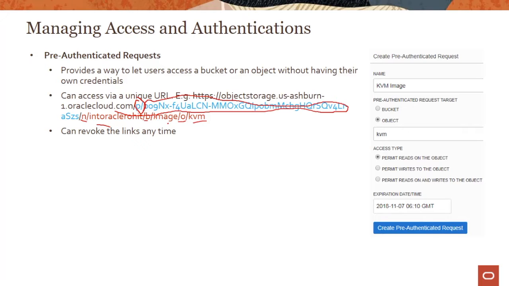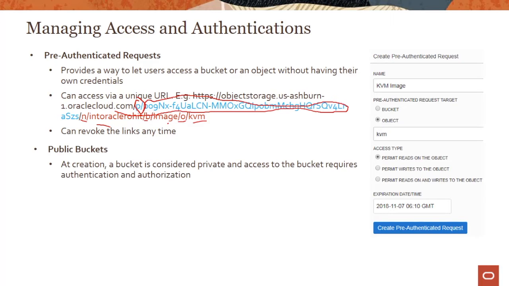You can revoke the links at any time. Suppose you give users access to a bucket or an object without having their own credentials, and their job is done. You can always revoke the links and they will lose access to the object or the bucket going forward.